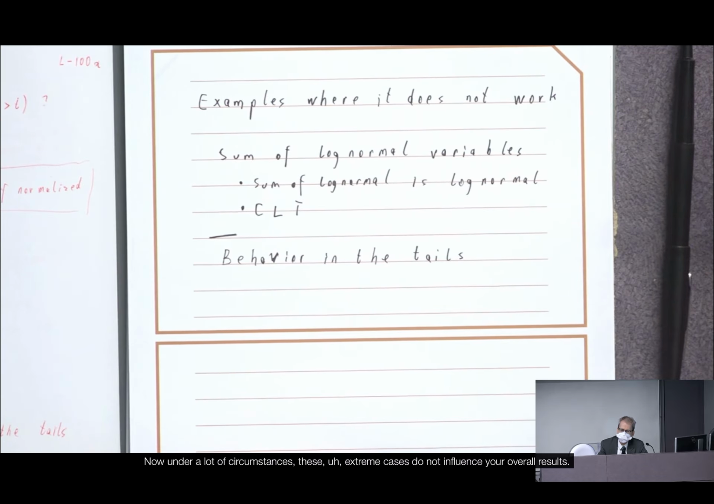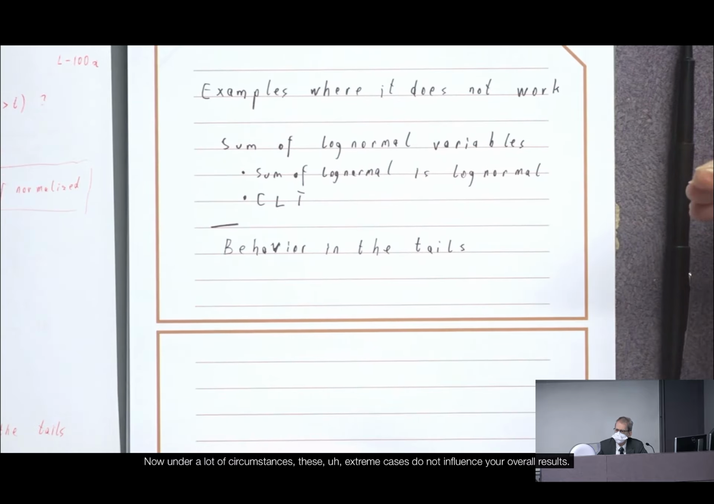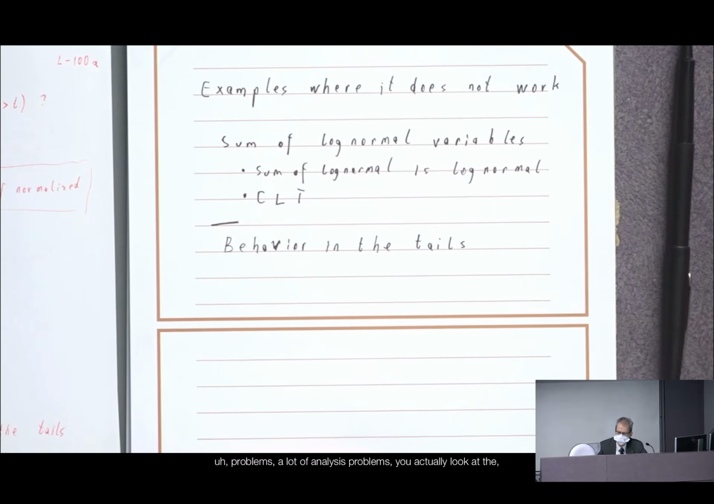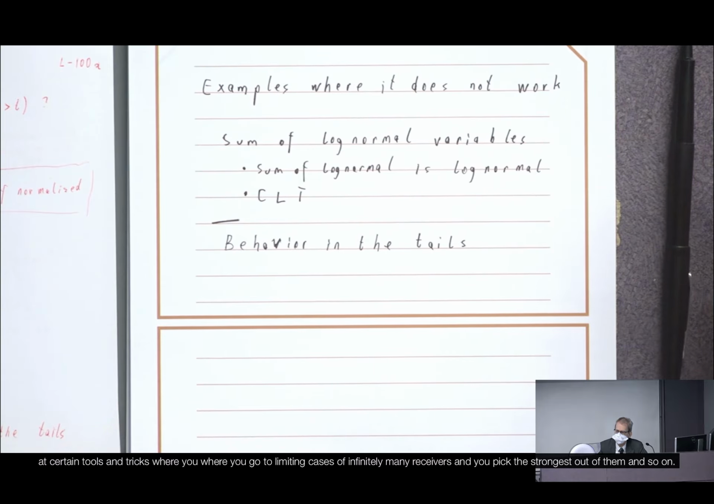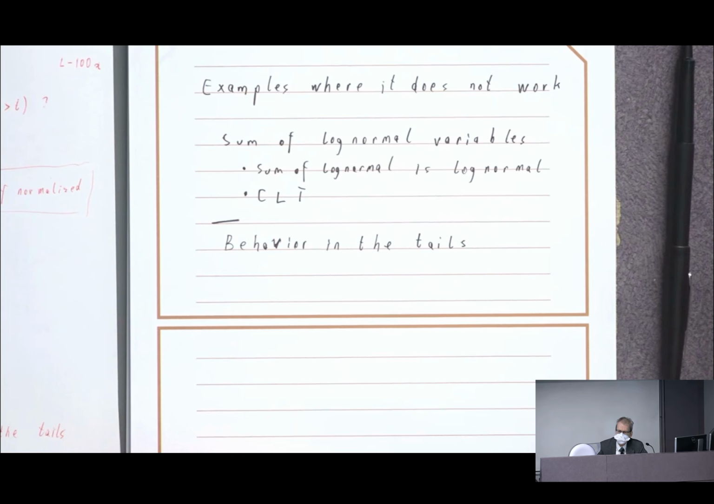Now, under a lot of circumstances, these extreme cases do not influence your overall results, but there are some circumstances where they might. In particular, in a lot of analysis problems, you use certain tools and tricks where you go to limiting cases of infinitely many receivers, and you pick the strongest out of them and so on. Now you're suddenly operating with the strongest among infinitely many receivers getting infinite power, which is going to give you unphysical results if you are not very, very careful. And so you really have to practically consider those limitations.